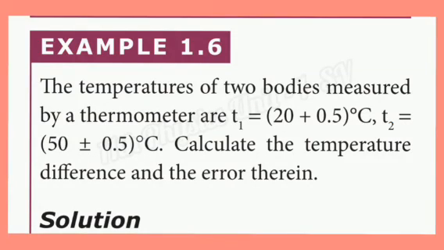For example 1.6, the temperatures of two bodies measured by a thermometer are T1 equals 20 plus or minus 0.5 degrees Celsius and T2 equals 50 plus or minus 0.5 degrees Celsius. Calculate the temperature difference and the error therein.